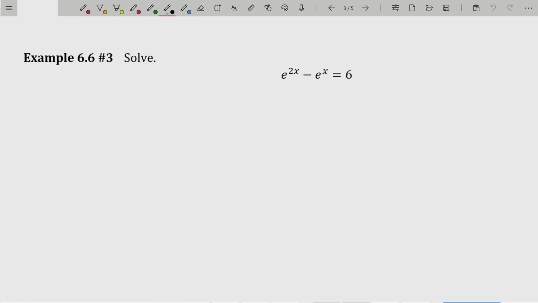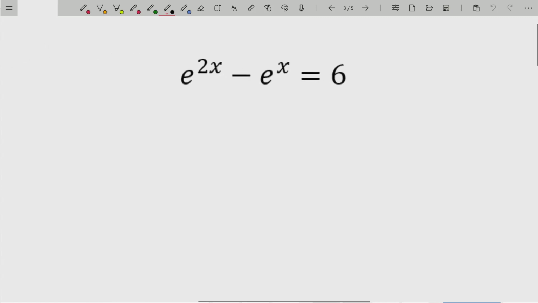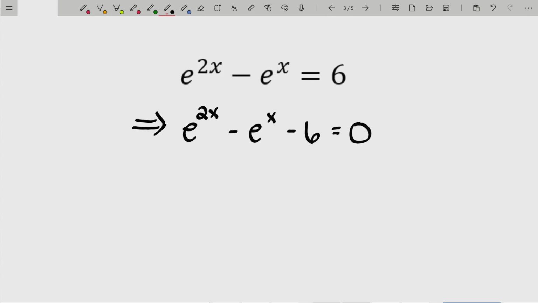And the reason why it's called quadratic in form is because if you move everything to one side, so we have e to the 2x minus e to the x minus 6 is equal to 0, you can make a simple substitution. Notice the power on this first term is double the power on the middle term. And because of that, it screams and begs for a substitution of u is equal to e to the x. We call it a u substitution in mathematics.